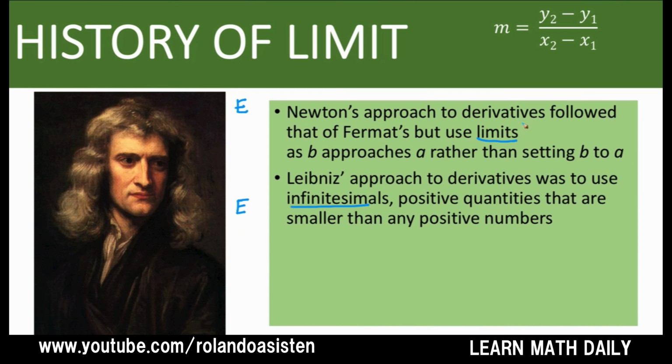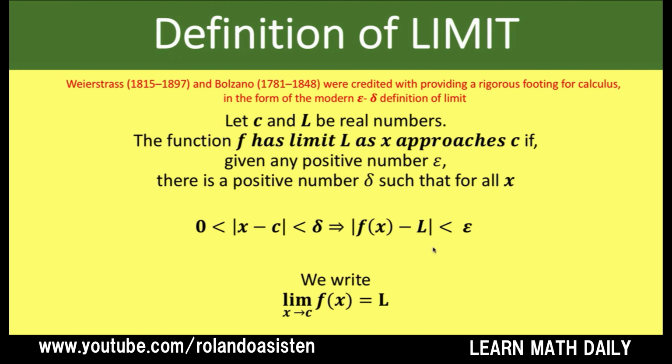So we mentioned here the word limit. For many mathematicians during that time, they were looking for a foundation that would become the basis for that very small number E as imagined by Pierre de Fermat. And 200 years after Fermat, German mathematician Weierstrass and Bohemian mathematician Bolzano were credited with providing a rigorous footing for calculus in the form of the modern epsilon-delta definition of limit. And this is now the rigorous definition of limit.